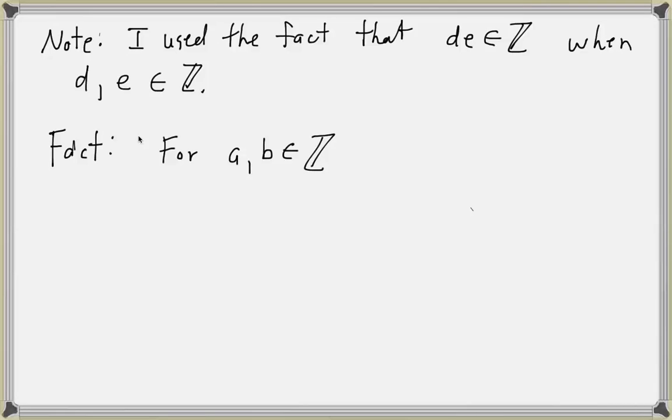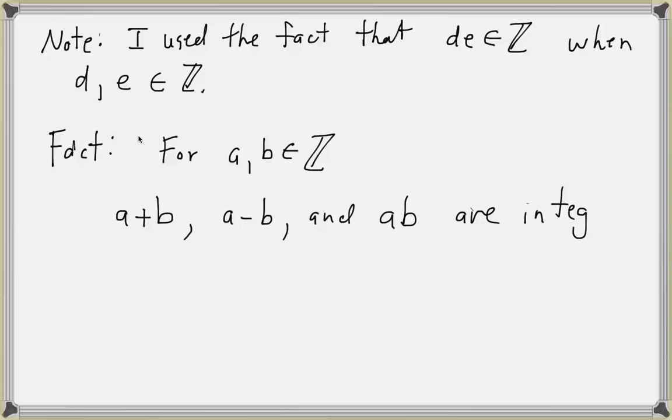In fact, for all integers a and b, this works as well with addition and subtraction. So for integers a and b, a plus b, a minus b, and a times b are integers. The fancy way of saying this is that the integers are closed under addition, under subtraction, and under multiplication.